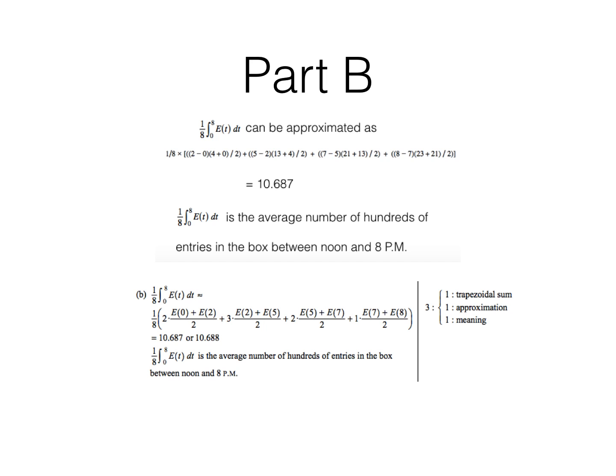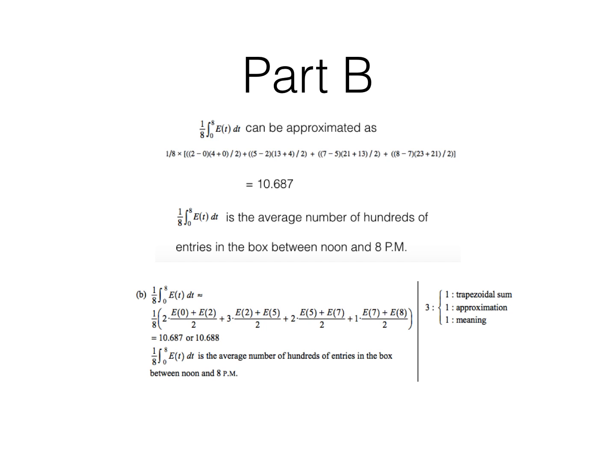Alright, and then if we look at how the folks at the College Board did it again for part B, we're going to see that they did it similarly, and you'll note that there's 3 points that were given. So they did the trapezoidal sum, which is what we did, and then they found their approximation. You could have said 10.687 or 10.688 and still gotten the point. And then you can also see that they had the same meaning that we had. But let's say you were sort of confused about this.